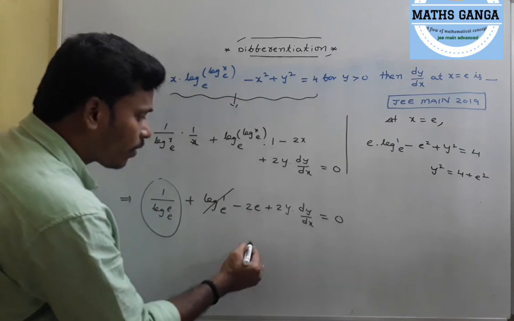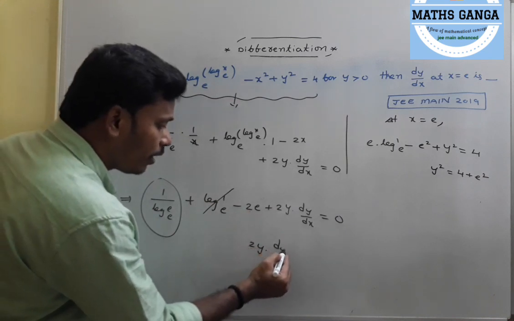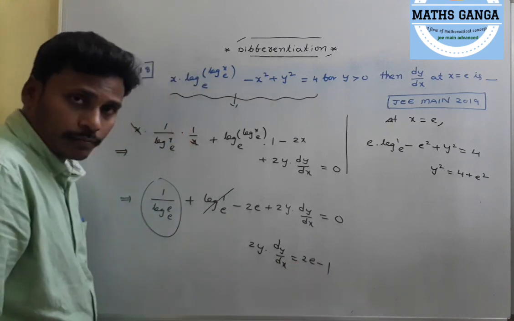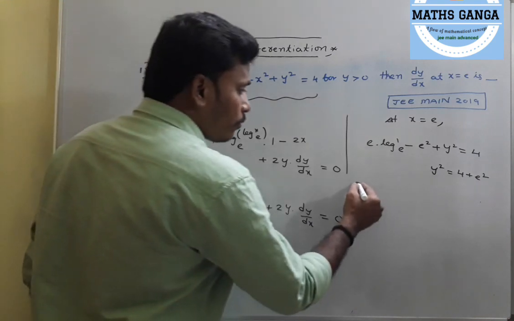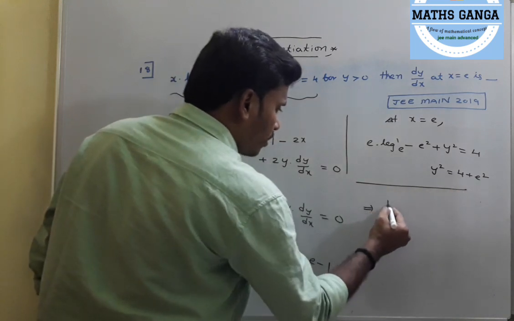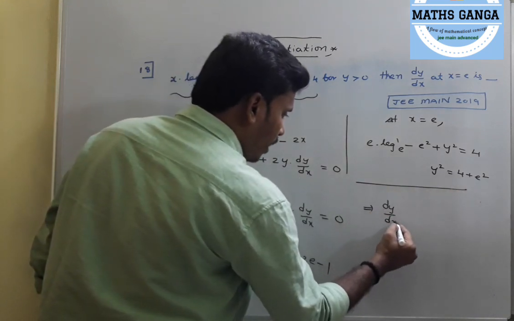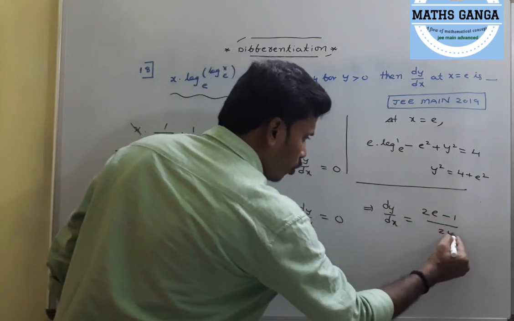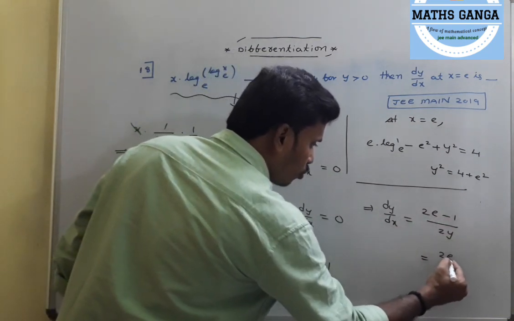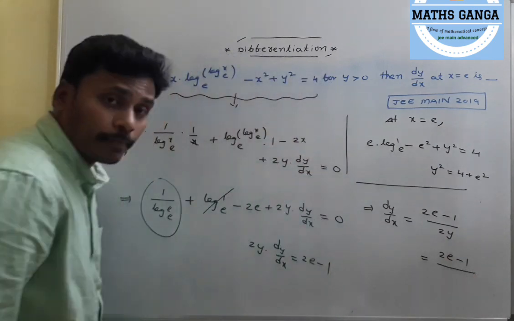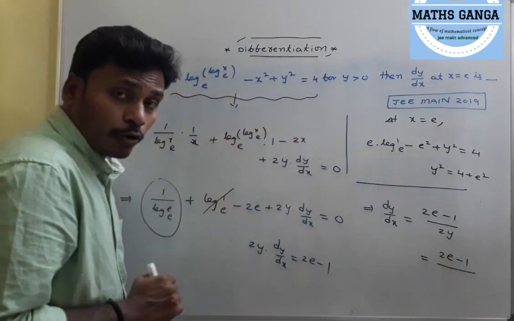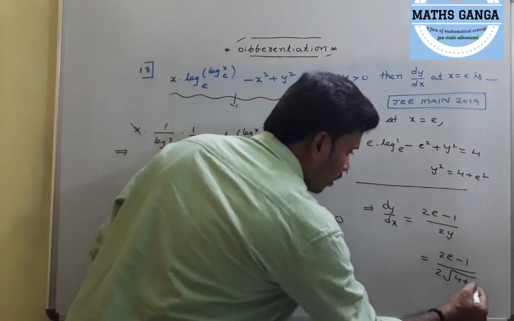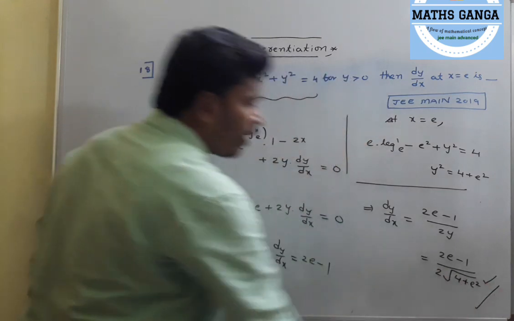Send everything that side, what will happen? 2y into dy/dx equals 2e minus 1. What is dy/dx now? This implies dy/dx = (2e − 1)/2y. What is 2y? Here y is root of 4 + e². 2y means 2 root of 4 + e², and that's the answer finally.